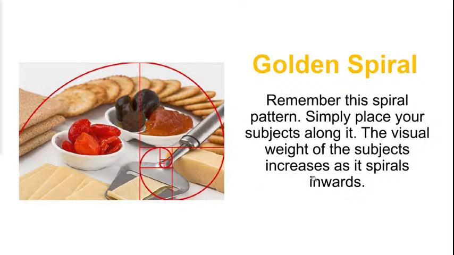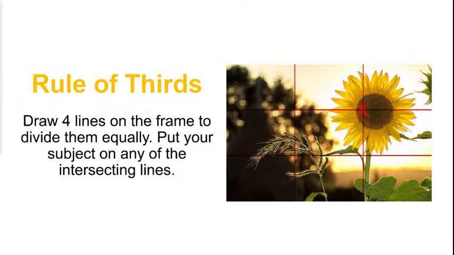So when you remember this golden spiral, simply place your subjects along it and follow it. The heaviest goes here. The visual weight of subjects increases as it spirals inward. You start with less, increase more and more items, and it goes to heavy items. Just like that. This is the golden spiral rule. You apply this when you have a lot of objects, and the other when you have fewer objects.